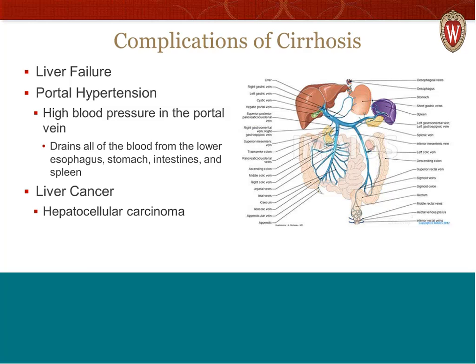The third risk is that cirrhosis is considered a precancerous condition, meaning there are certain cancers that can develop in people with cirrhosis. That's not to say that everybody with cirrhosis develops liver cancer. In fact, the minority of people with cirrhosis develop liver cancer, but it is a risk.